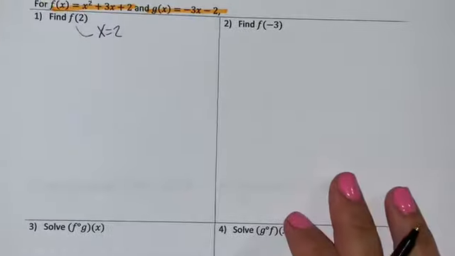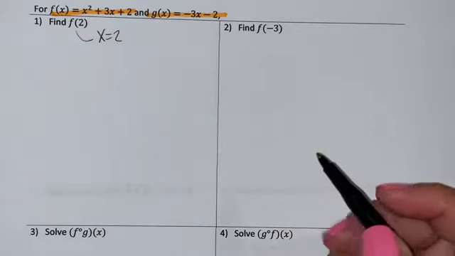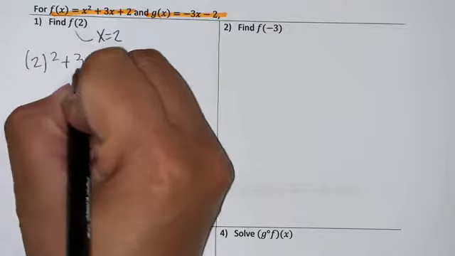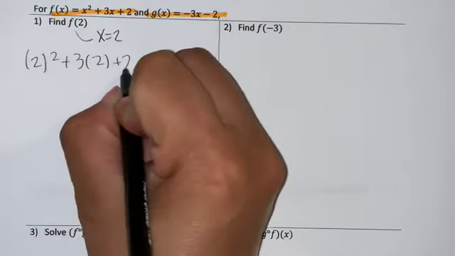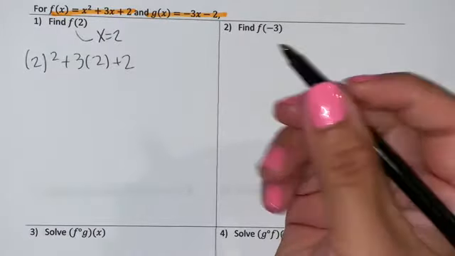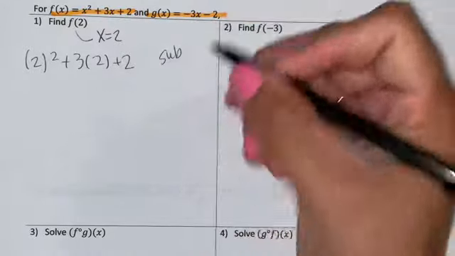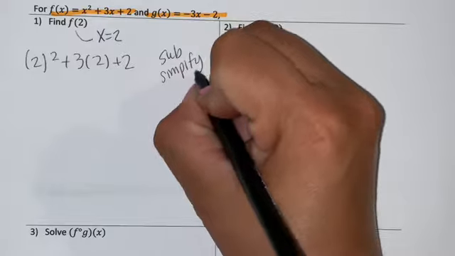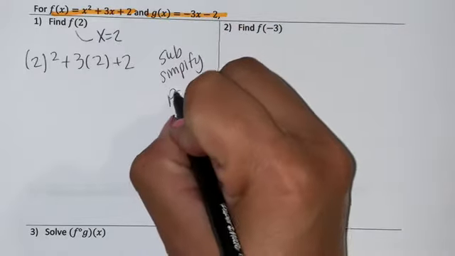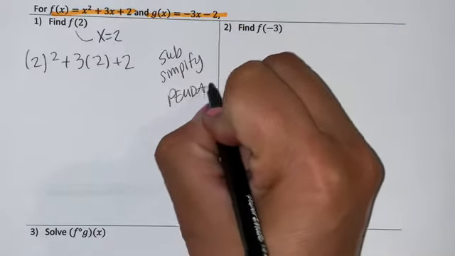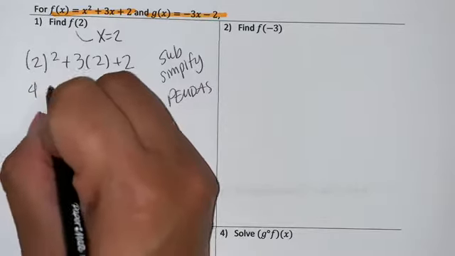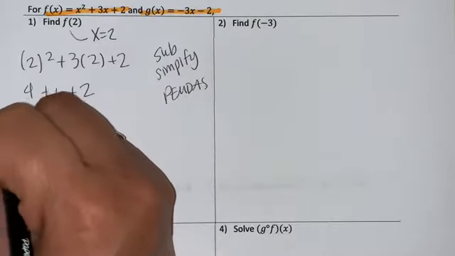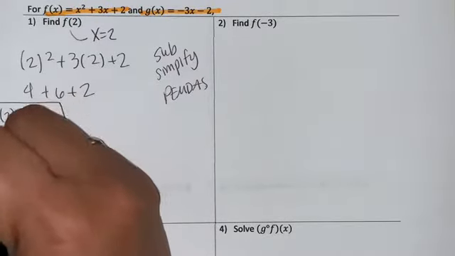And let's just set it up. So for the first one, I have 2 squared plus 3 times 2 plus 2. I'm going to substitute, and then I'm going to simplify with PEMDAS. 4 plus 6 plus 2 equals 12. So f of 2 equals 12.